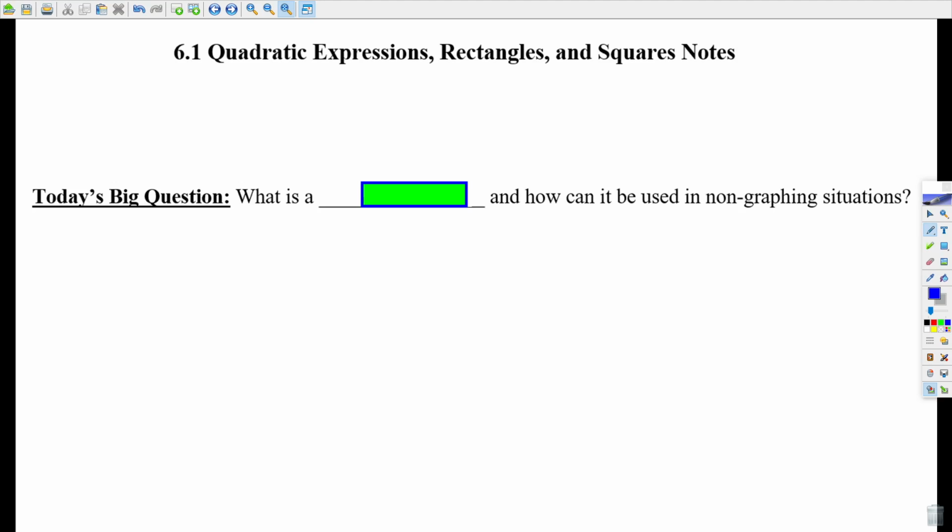So we're going to move on to chapter 6 now. And it's going to be very, very different from what we've been doing. We're going to get back into doing some more of the Algebra 2 material. So today we're going to do 6.1. What is a quadratic and how can it be used in non-graphing situations? And we'll get to the graphing part later down the road.